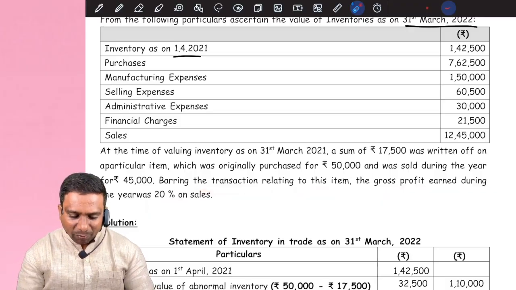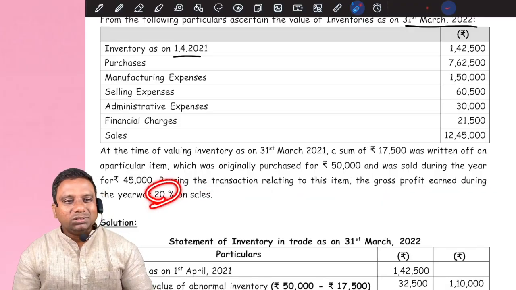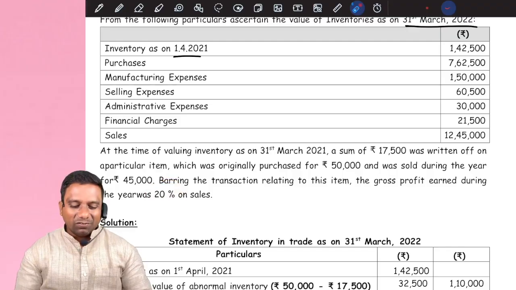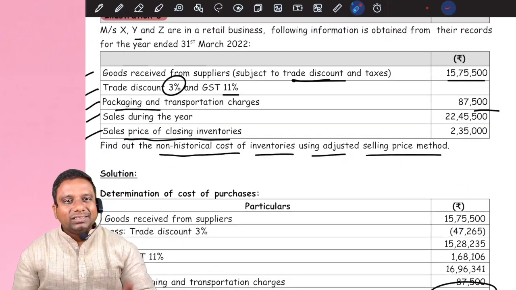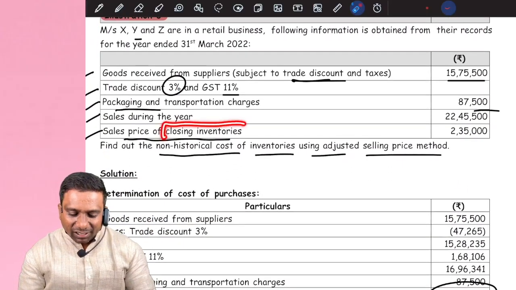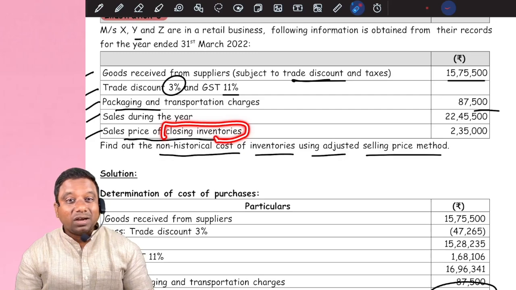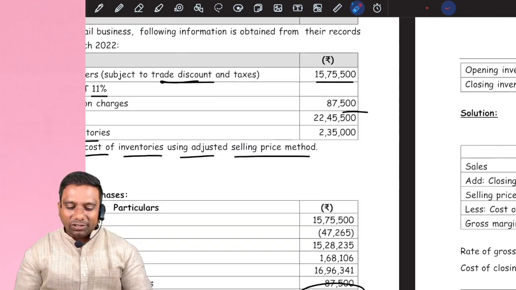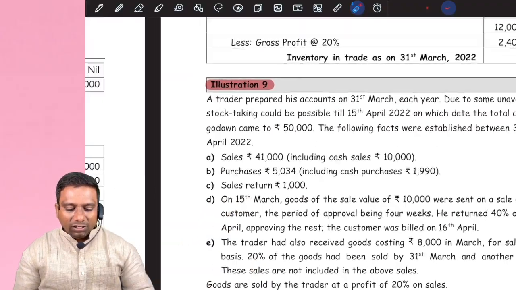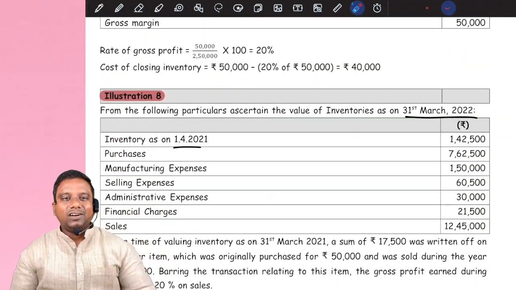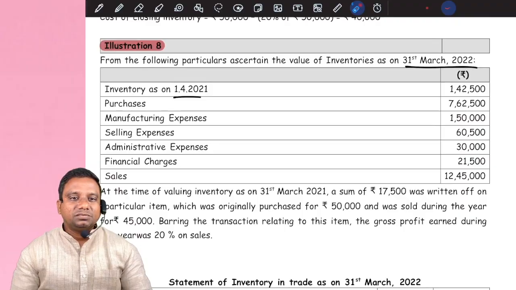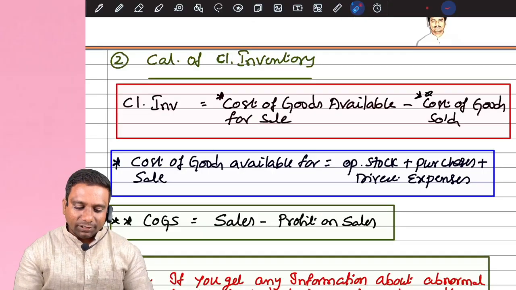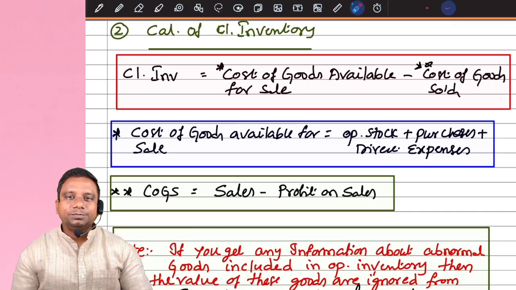Here gross profit margin is given, but closing inventory information is not given. In illustration 6, sales closing inventory at selling price is given, but gross profit margin is not given. In that case, we have calculated gross profit. Then how can we solve illustration 8 now? Clear? For that, this is the approach you have to follow.